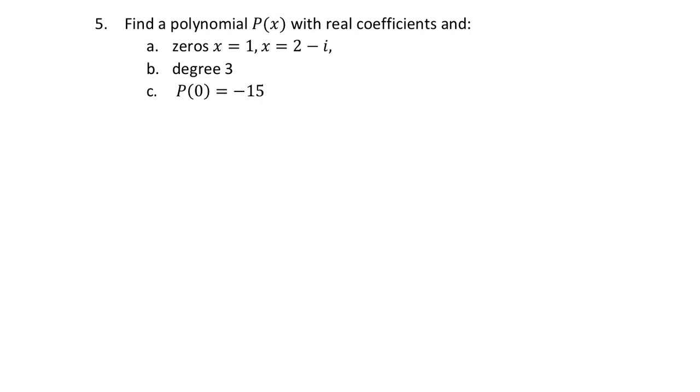So what we assume then is that because there is a complex zero, x equals 2 minus i, there's going to be a third factor, x equals 2 plus i. So now we have all 3 factors. So what we need to do then is create the polynomial first in factored form using the zeros. So if x equals 1, then x minus 1 is a factor.